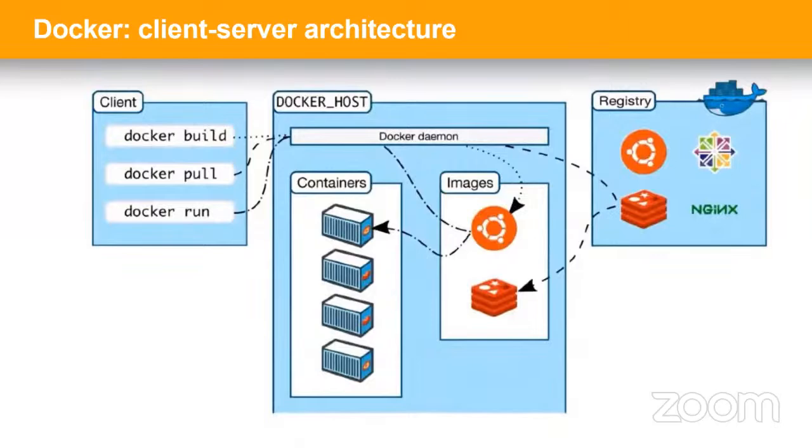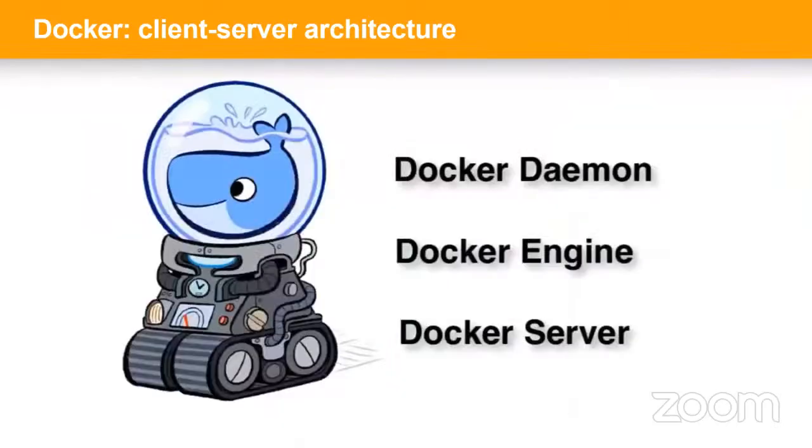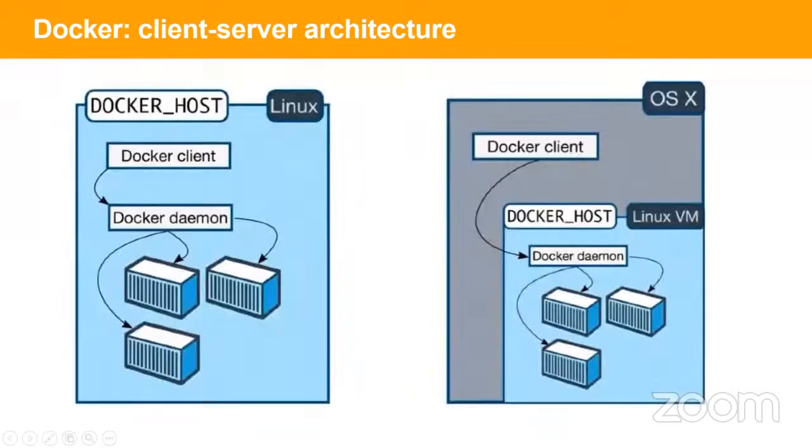Let me go to the next architecture, and how this is communicating. Earlier I told you there is a Docker server, Docker engine, and Docker daemon. These are components of Docker, and these three are very important. Let me come to the next step.